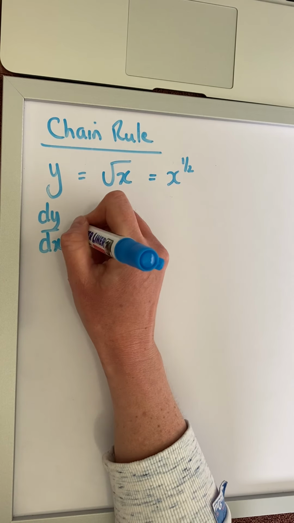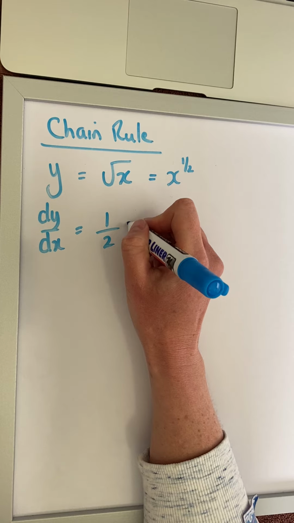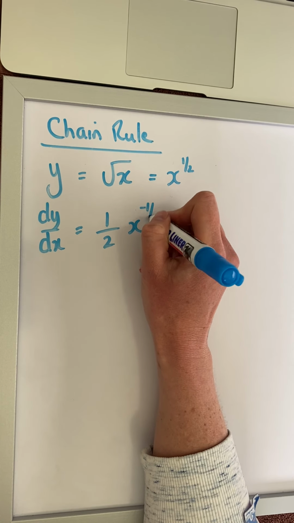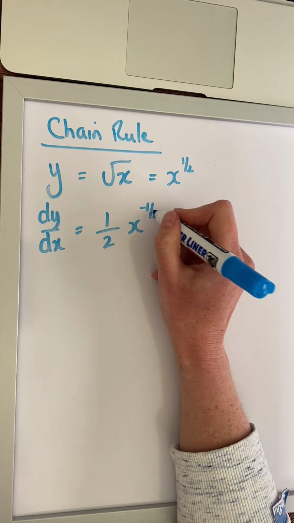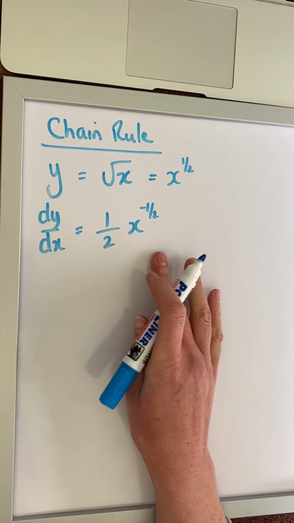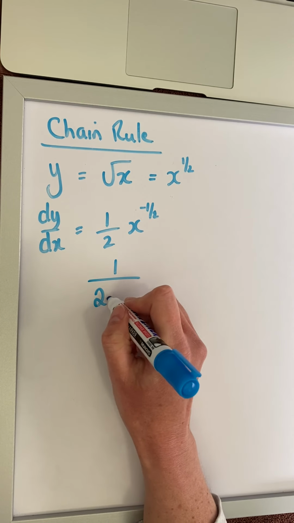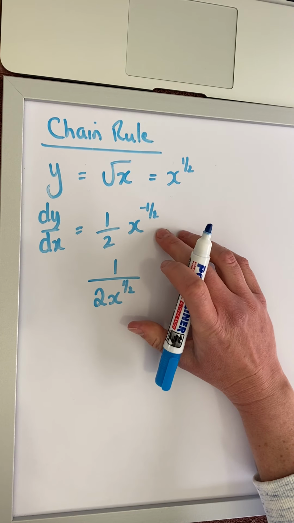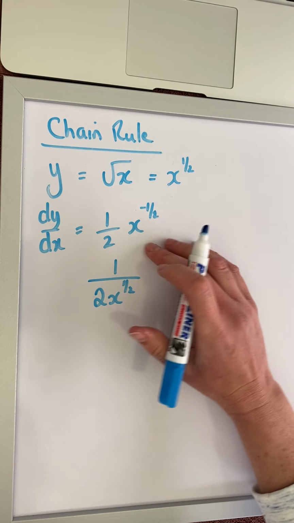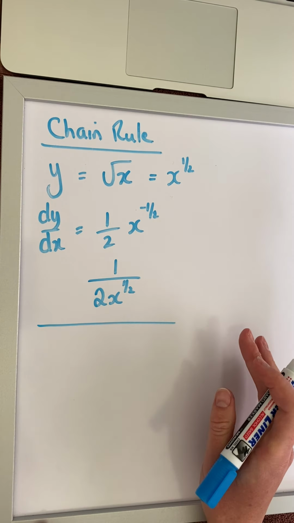So we bring down the power and multiply, reduce the power by 1. So that is a half by x to the power of minus a half. A half minus 1 is minus a half. Once we've done that, we can either leave it as is, or we can tidy it up a little bit. Tidy it up, that would simply be 1 over 2x to the power of plus a half. But leaving it in this format is fully acceptable because you'll be able to work with this format. So that's one type of question that can come up on occasion.